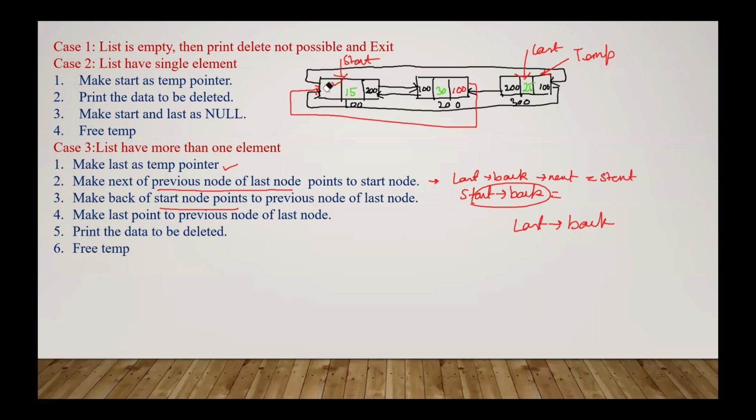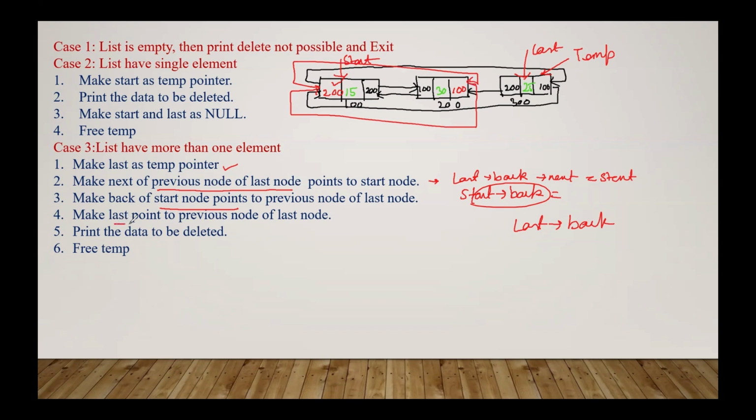So now this value stores which value? The last node is 200. Last is 100, back is 200. So it will store the value 200. If we store 200, it means now this node points to this node. Now we have made the circle here.